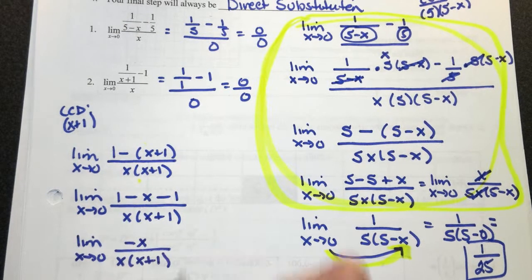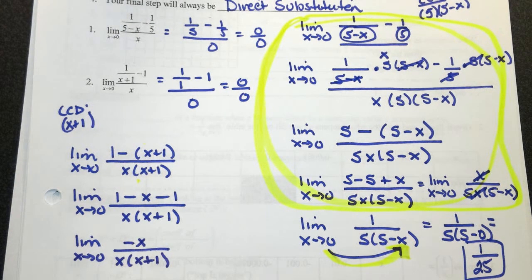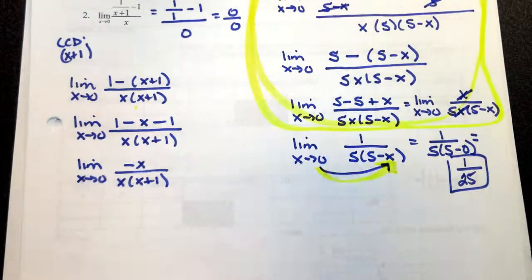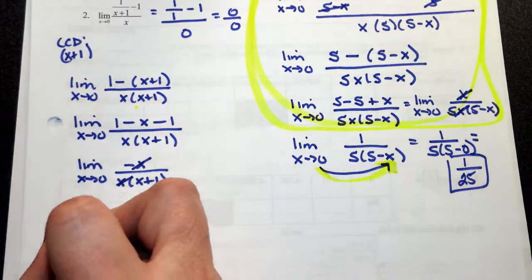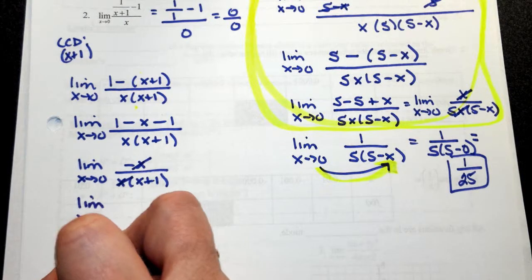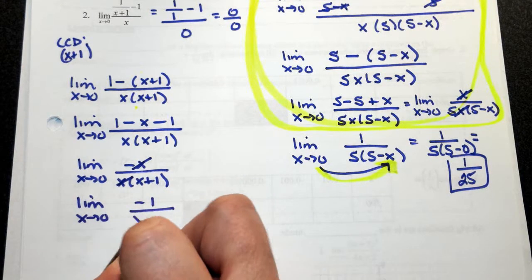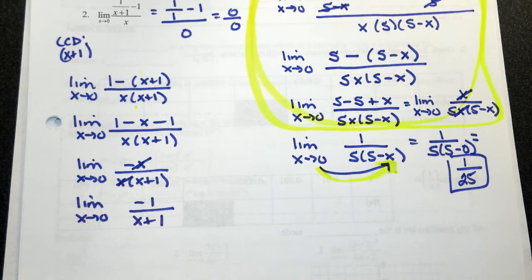You want to get this fraction in simplest form. So now what else can you do with this fraction? You can cancel out the x's. So that leaves me with the limit as x approaches 0 of negative 1 over x plus 1. Can I simplify that fraction anymore? No.